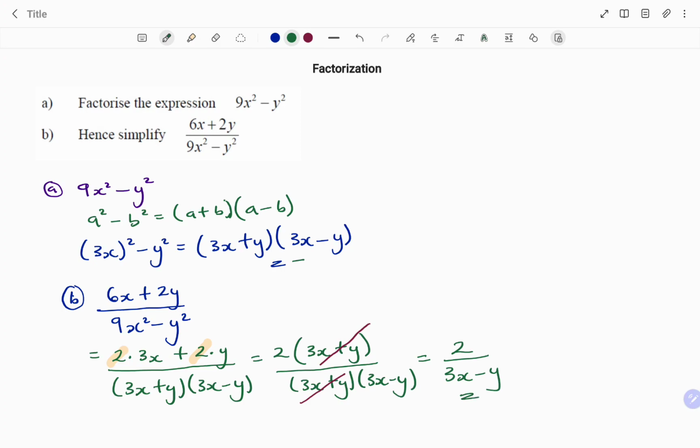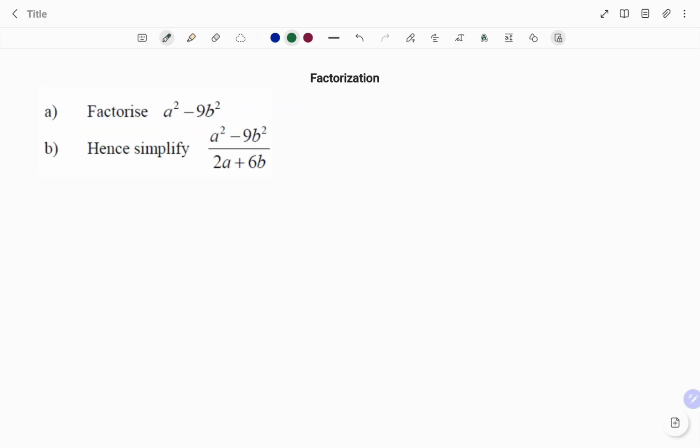Let's look at the second example. In our second example, we have to factorize a squared minus 9b squared. Using a difference of two squares, that's two terms, perfect squares separated by a minus, something squared minus something squared will give us the addition of the terms and the subtraction of the terms.